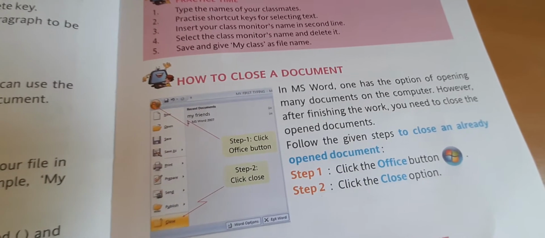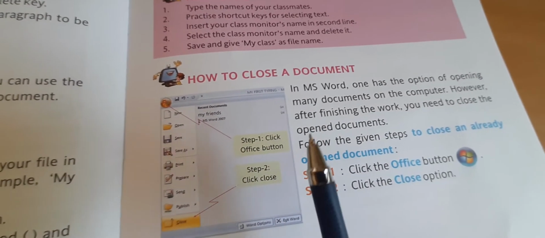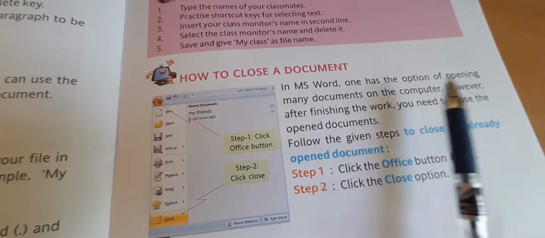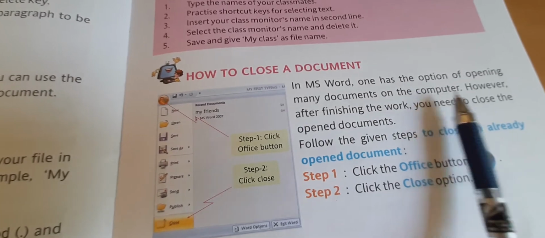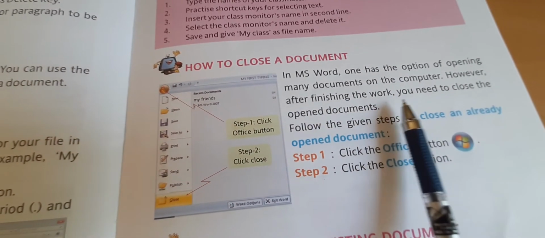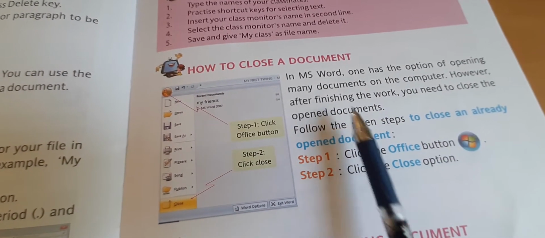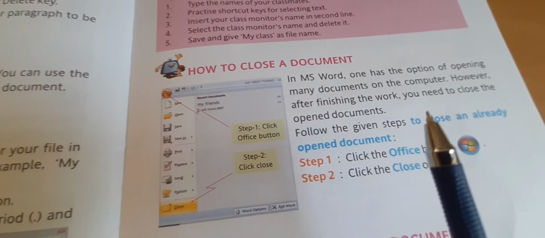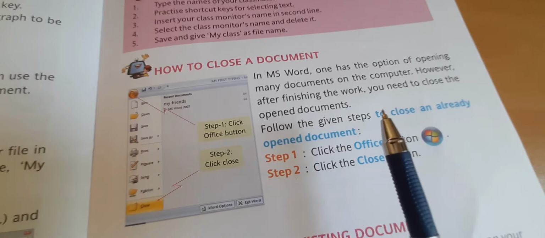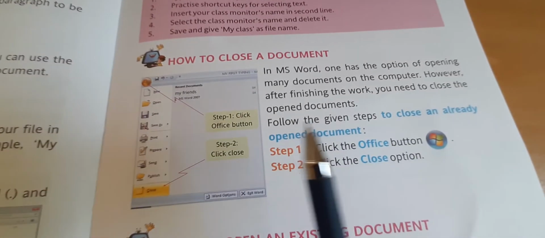Now children, we will learn how to close a document. In MS Word, one has the option of opening many documents on the computer. However, after finishing the work, you need to close the open documents. Means you can open more than one document at a time, but when you have done the work, you need to close all the documents.